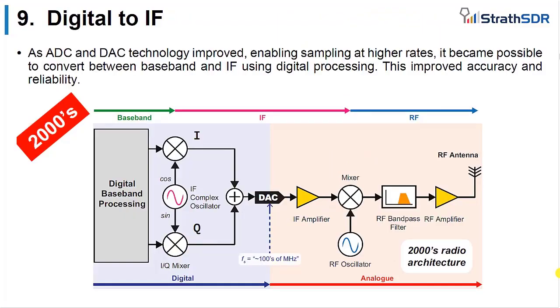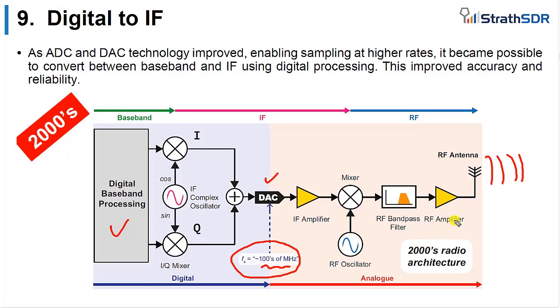So things speed up. We now find that DACs and ADCs are faster by the time we get to the 2000s, so now we're perhaps at hundreds of megahertz. This time we can do our digital baseband processing, but the IF oscillator that we had before is now digital, so it's lookup tables, sine and cosine. Then we'll put it through a DAC, which is of the order of hundreds of megahertz, to our intermediate frequency, and then a final RF stage to take me to my RF transmit frequency.